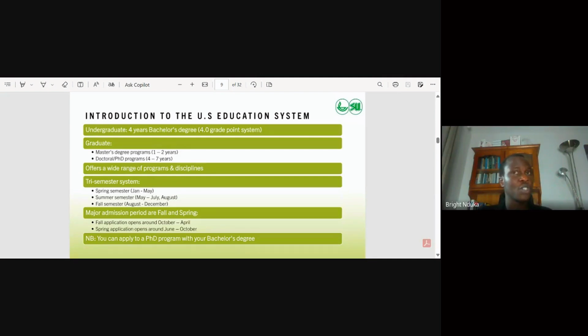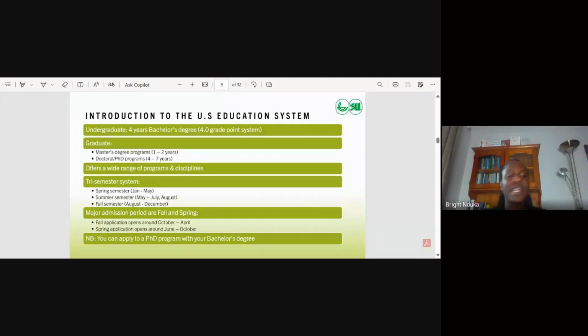So if you're thinking of going to the United States of America for a graduate program or to assess opportunities there, you need to start thinking about, okay, when do I intend to apply? Okay, it opens around October to April for the fall application. Spring application opens around June to October. So you need to target this window.